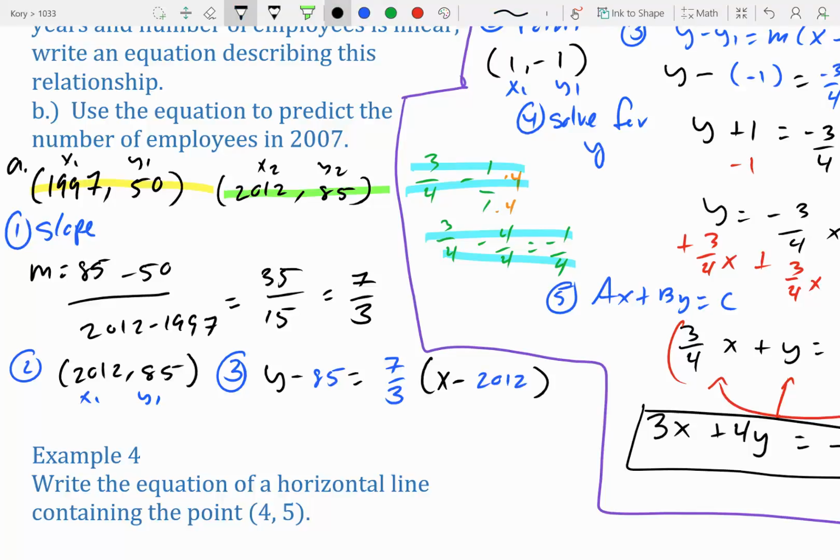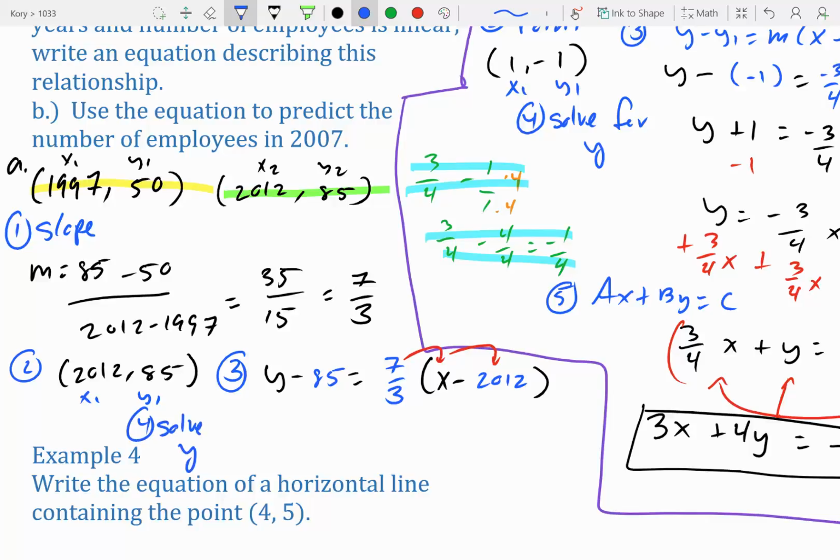If it doesn't specifically say what form it wants to be in, go all the way to step 4 and write it in slope-intercept form. That's usually the general one if it's unsaid. So if they don't say what form it needs to be in, go to step 4 and just write it in slope-intercept form. So we need to solve for y.